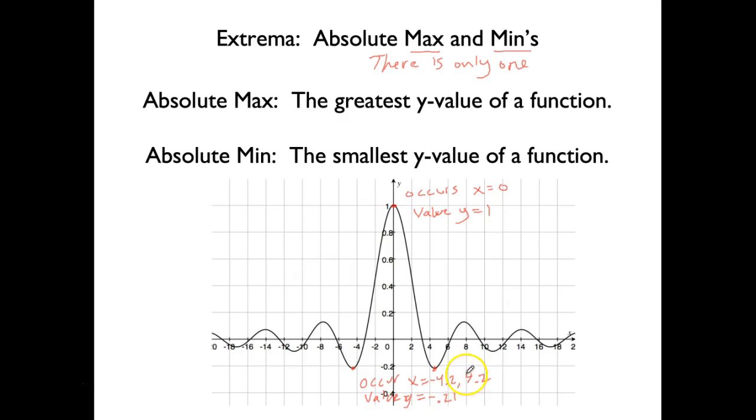Yeah. So for the absolute min and max, there's only one value. There could be multiple places where it occurs, but there is only one absolute max. Like this doesn't count as an absolute max. This counts as a critical max because there can be multiple critical maxes, but there's only one absolute max. And this is the absolute max.